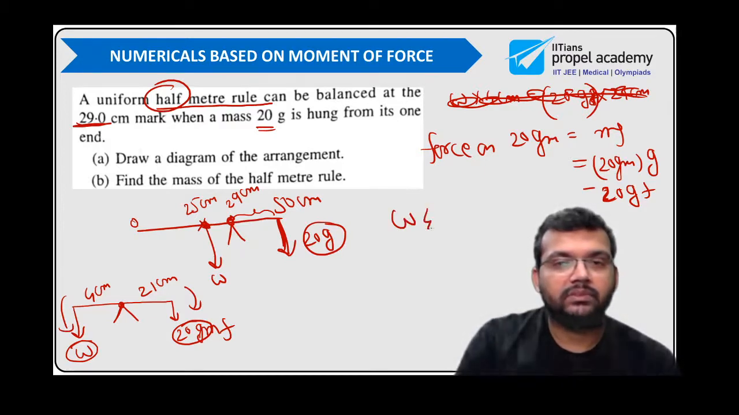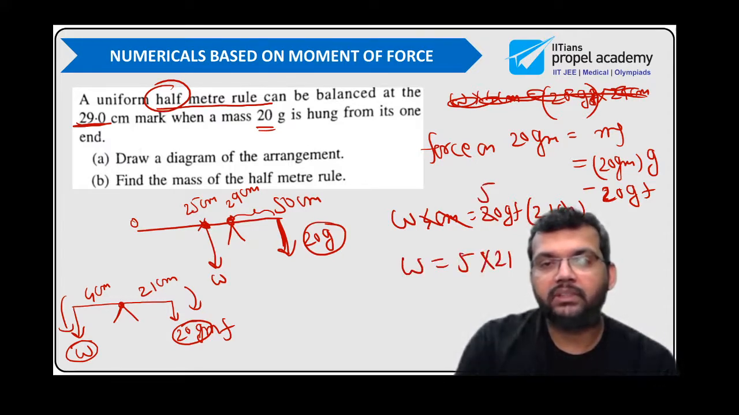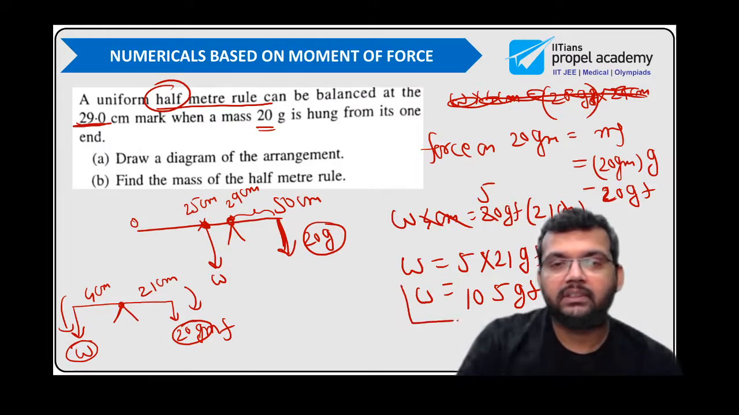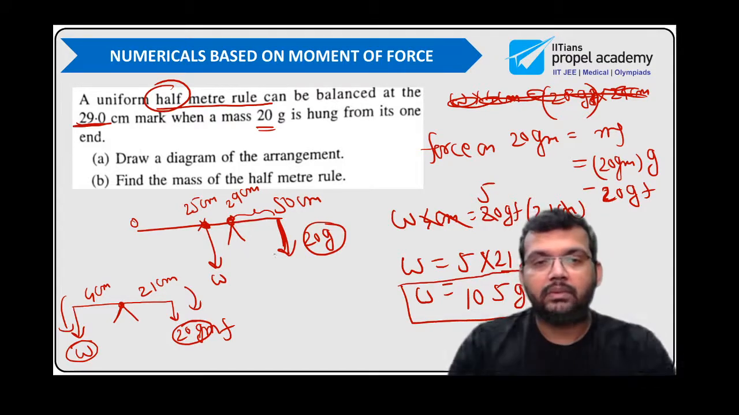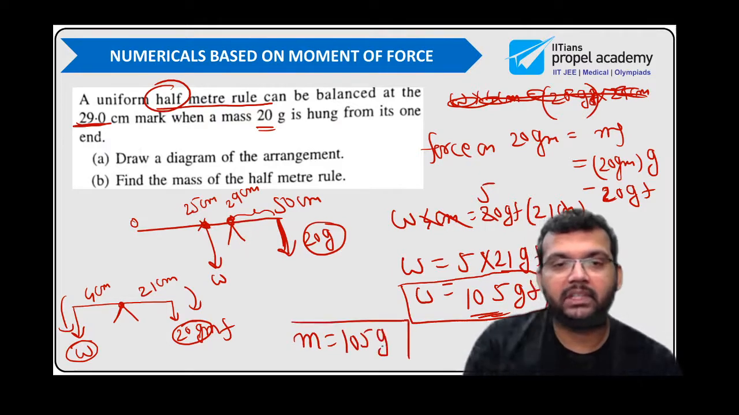Now if you equate, what you get? Weight into 4 centimeters equals 20 gf into 21 centimeters. So this is 5 times. So W equals 5 into 21 gram force, so 105 gf. This is the weight of the half scale. If you want the mass of the scale, weight of the scale is 105 gf, so mass of the scale is 105 g, nothing but grams.